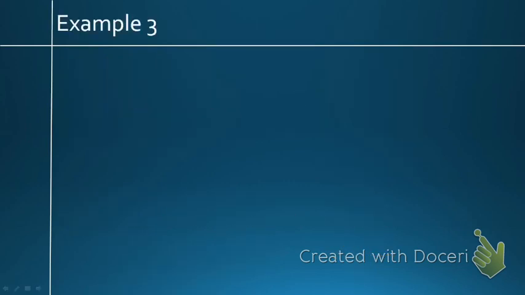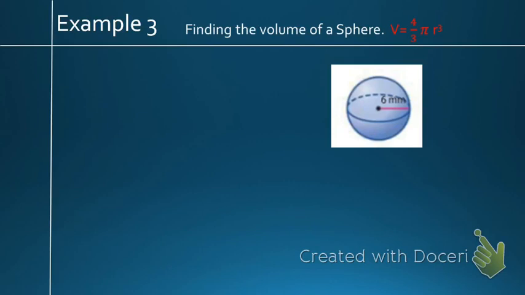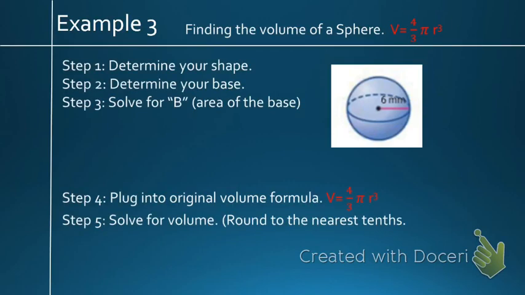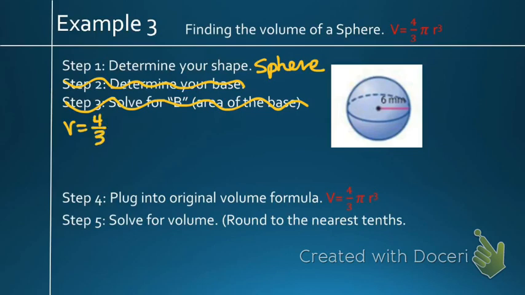And lastly, we have the volume of the sphere. Our formula is V equals 4/3 times pi times r cubed. Okay, so here our shape is a sphere. This one doesn't have a base, so we don't need step 2. Step 3, solving for the base, we don't need that either because there's no base. So we're going to go straight to our formula. V equals 4/3 pi r cubed.